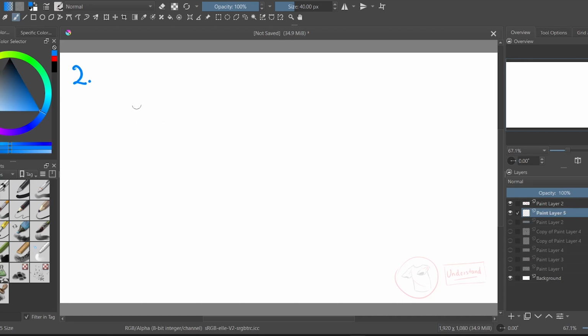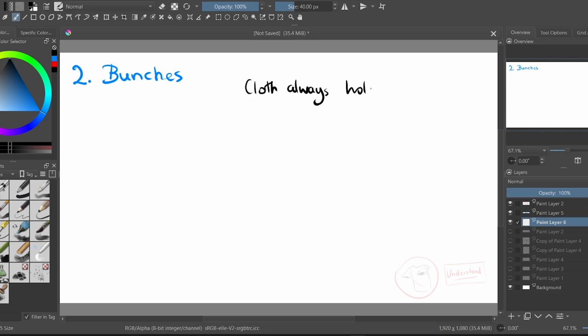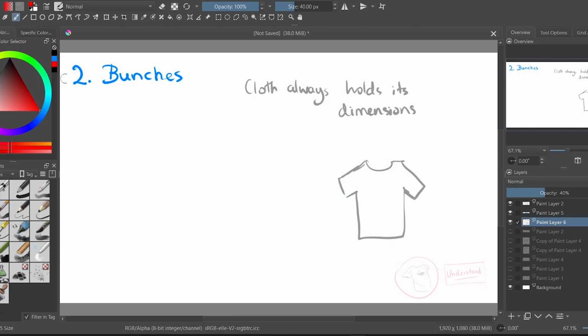Our second principle is, like I said before, bunches. Now, something very crucial to remember about cloth is that cloth always holds its dimensions. Now, don't freak out when I use heavy words like dimensions. All that means is if we had a t-shirt, all I mean by dimensions is the length around the t-shirt. Cloth will always maintain the same length from one spot to another. So this sleeve will be the same size, this sleeve will be the same size, this central section will be the same size. That will never change.